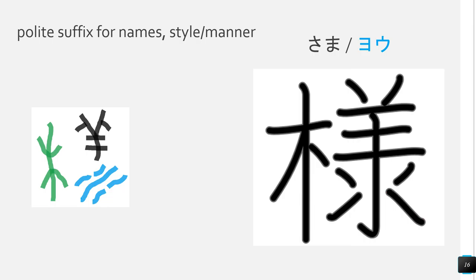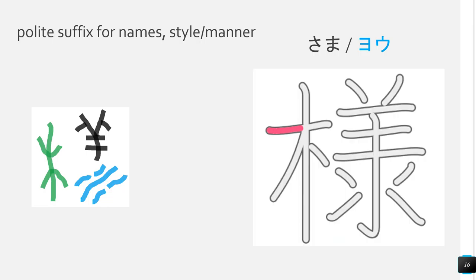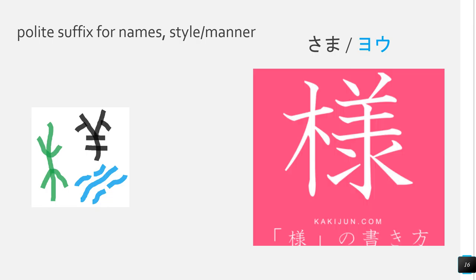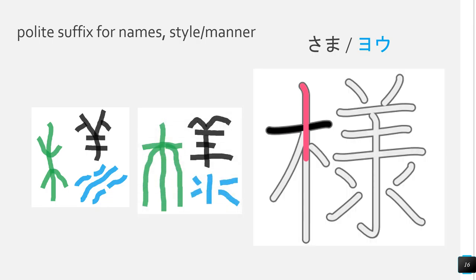So this kanji originally means appearance, style, or manner, but as time goes by, somehow we also use it as a polite suffix for names. So this is how the kanji evolved.